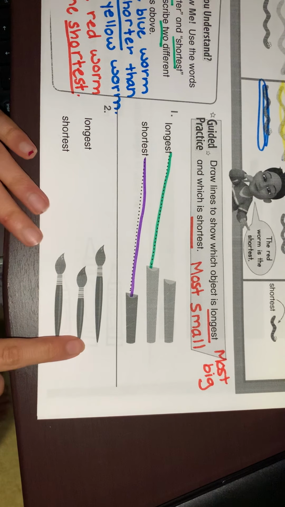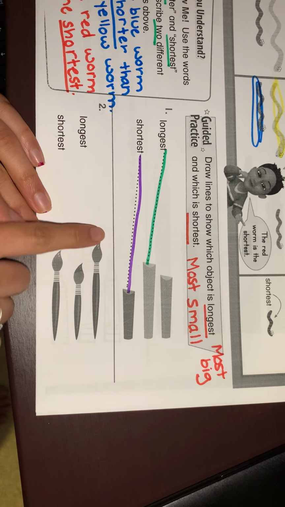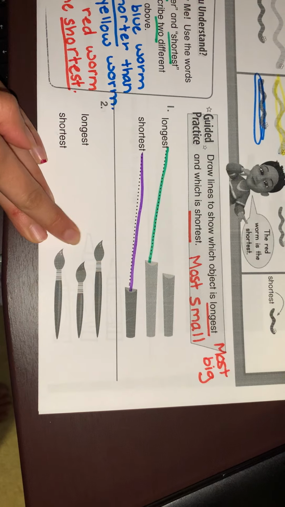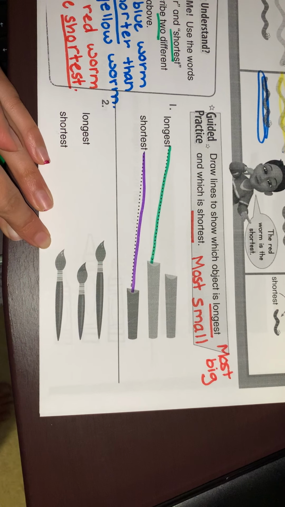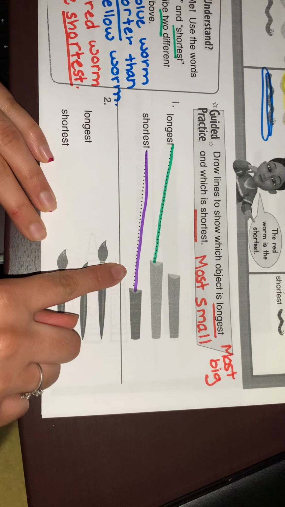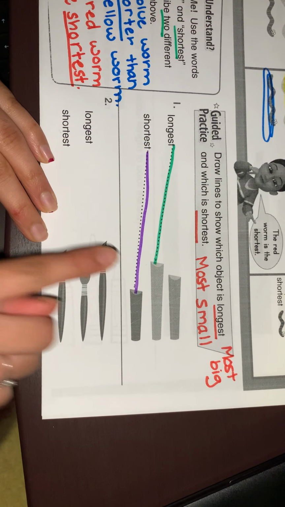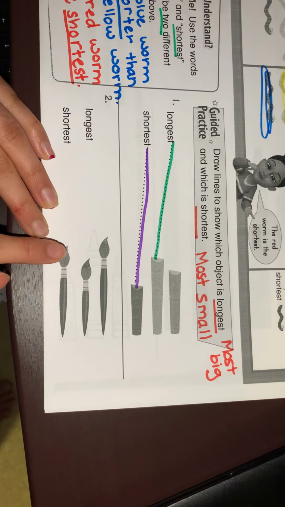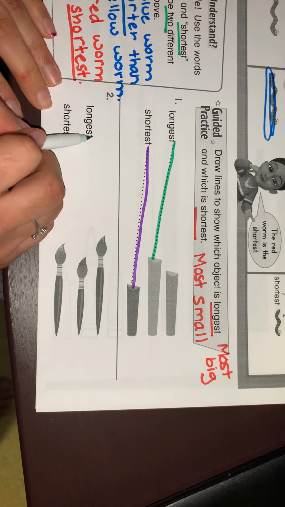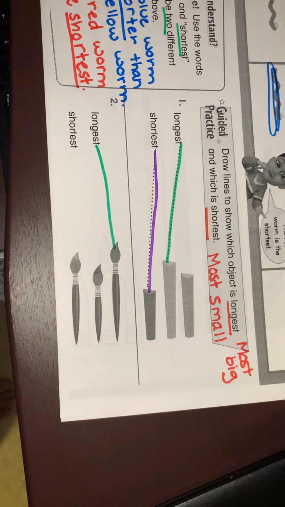So which one is the longest? If I were to put my finger on the first one, do I hit any other one? No. If I were to go this way, do I cut any off? Yes. So I know that that's not the longest. If I do that to the last one, I know that's not the longest. So since the first one didn't hit any paintbrush, I know that is the longest. So longest is the first one.